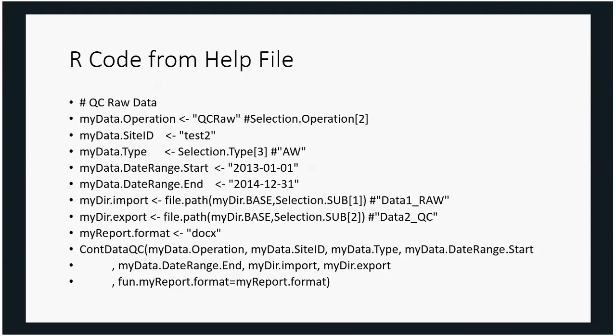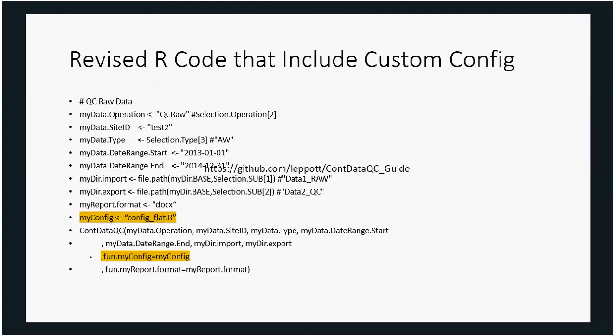Here's the R code from the help file, saying we're running in QC raw, so that's the code as is in the help file. If I wanted to use my custom configuration file, what I have highlighted there in yellow is what I would add.